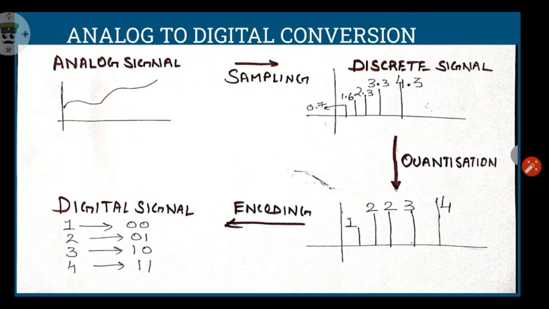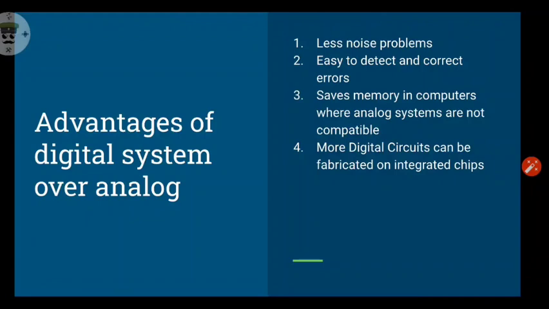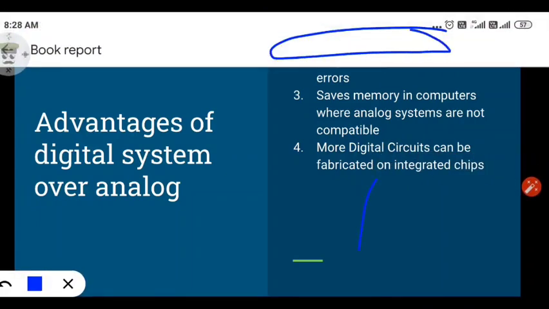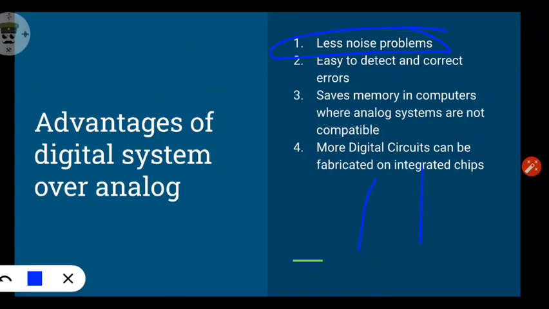Okay, now let's move further. So what are the advantages of digital signals? What's the need of studying digital circuits and systems? Firstly, there are fewer noise problems compared to analog signal, and it is very easy to detect errors at the receiver end because we have so many error correcting and decoding techniques at the receiver end. It also saves memory in computers where analog signals are not compatible.